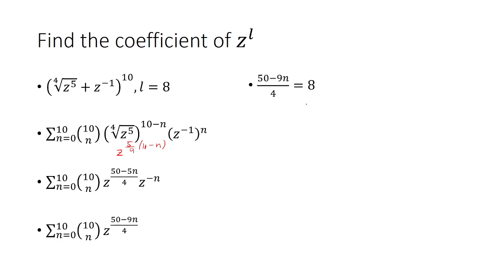Our goal is to set this equal to 8 because we want to find the coefficient of z to the 8th. Doing that, we solve and get n equals 2. So in order to get the coefficient, we plug it into 10 choose n. So we solve for 10 choose 2 as 45.